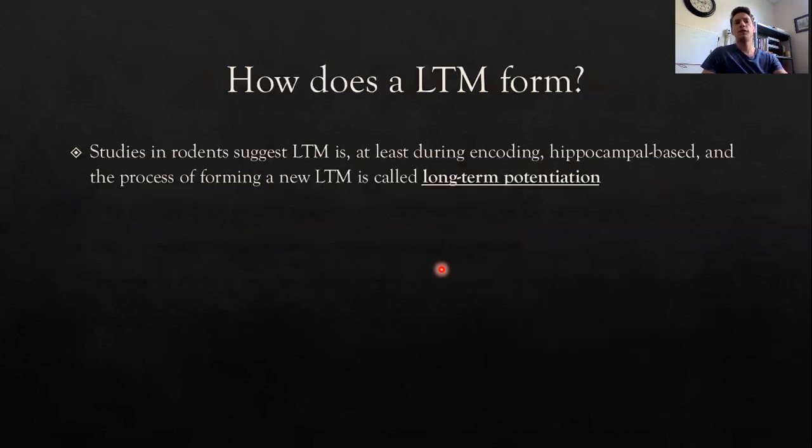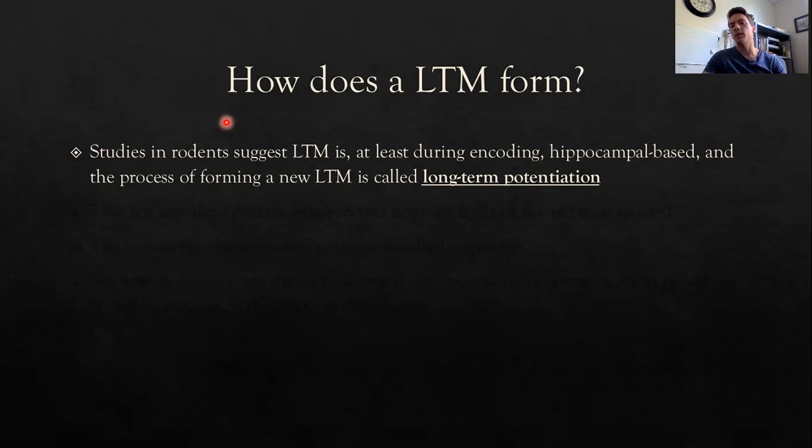So how does one form a long-term memory, or how does a new long-term memory get formed? A lot of research, which originated in rodents, a lot of research in psychology is done on animal models like rats and mice. A lot of studies in rodents suggest that long-term memory is a hippocampal-based process. So the formation or the encoding of a new long-term memory begins in the hippocampus.